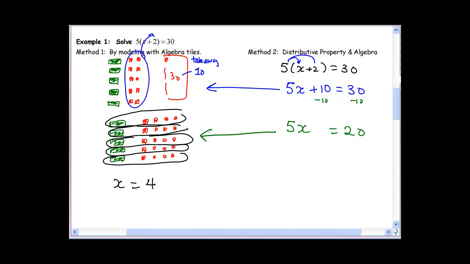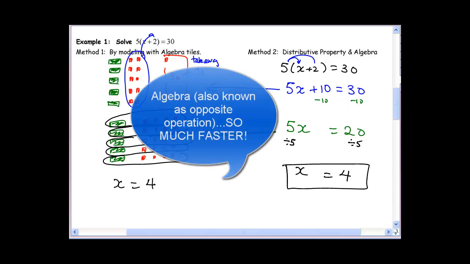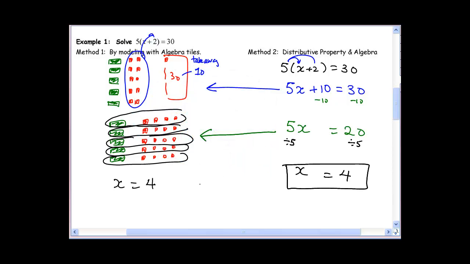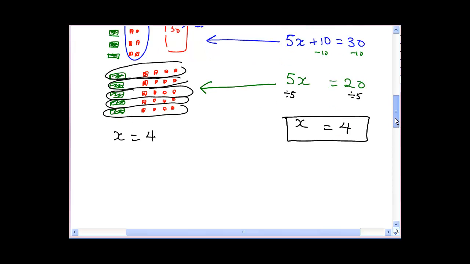Well, remember the opposite of multiplication is division. So here we have 5x. The opposite of 5 times x is divided by 5. So therefore, what do we have? x equals, 20 divided by 5 is 4. Ta-da! Same answer. Okay? So, why don't you turn the page, and let's try the next one.